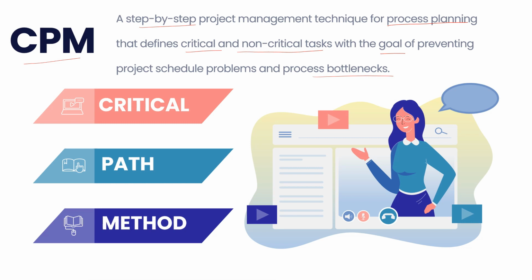Okay, so basically it's a step-by-step project management technique for process planning, which defines the critical and non-critical tasks to reach the goal by preventing the various schedule problems and bottlenecks, right? So this is the definition you can refer to as the critical path method, right?